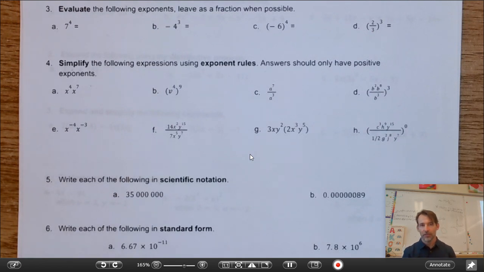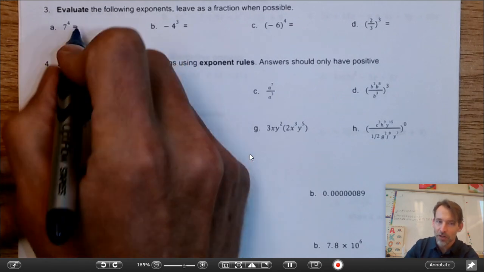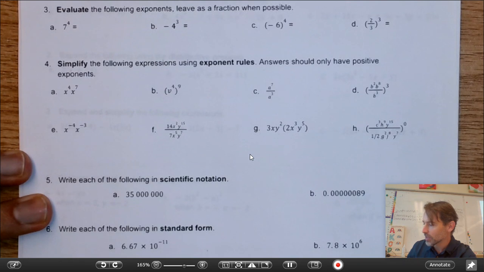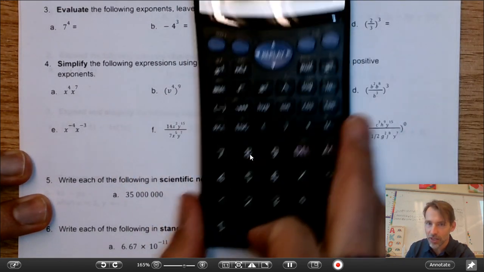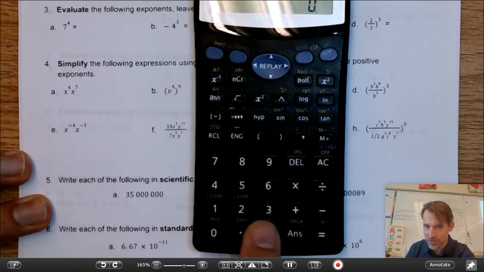So 7 to the 4, wow. We want to raise 7 to the power 4. I'm going to give you a calculator for that, don't worry. But that's just 7 times 7 times 7 times 7. So let's take a look at how you punch these on your calculator, because most people don't have the patience to multiply 7 4 times in their head.